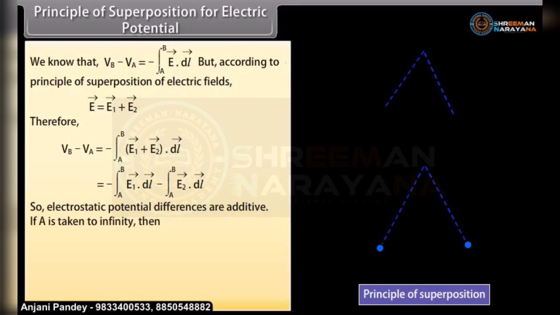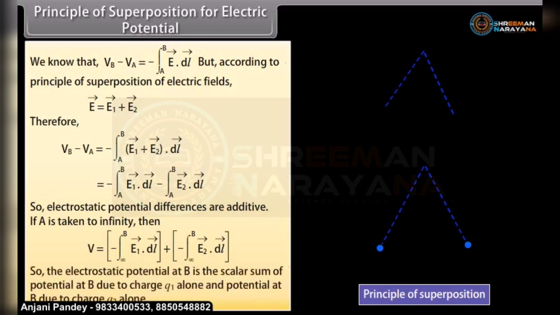If A is taken to infinity, then V is the sum of −∫ from infinity to B of E1·dl and −∫ from infinity to B of E2·dl. So, the electrostatic potential at B is the scalar sum of the potential at B due to charge Q1 alone and the potential at B due to charge Q2 alone. This result is applicable for any number of charges.